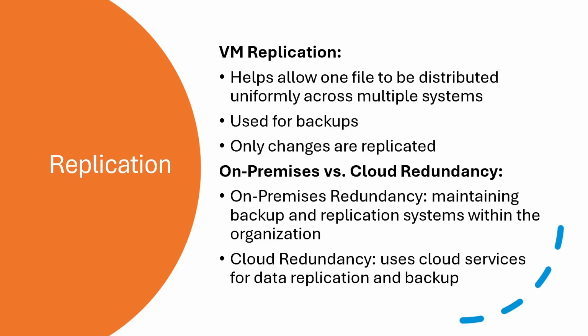Instead of saving the new VM over and over again, some software allows only the changes to be replicated inside the copies. On-premises versus cloud redundancy. In terms of on-premises redundancy, we need to maintain backups and replication systems within the organization, which can be a tedious task. When we talk about cloud redundancy, we can use cloud services for data replication and backup instantly.